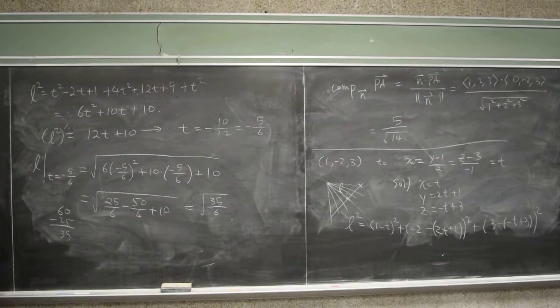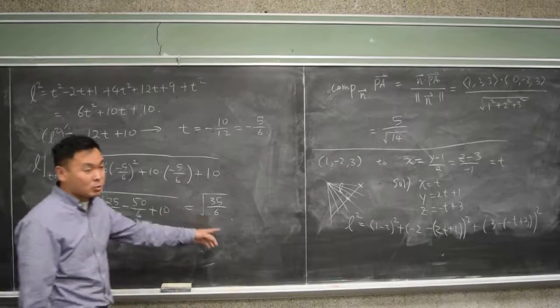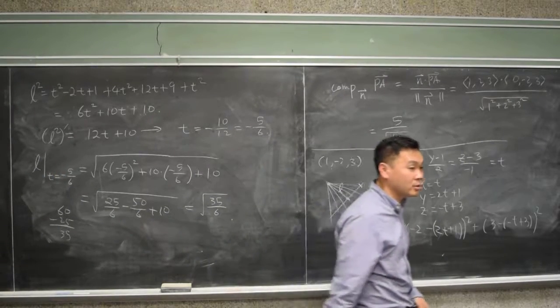What is that? That's the distance between the point and the line given. That's the height.